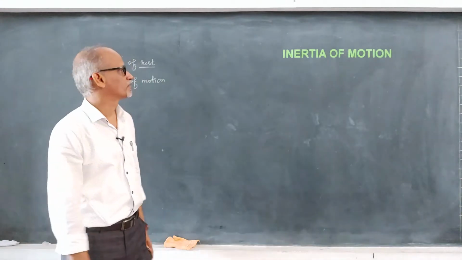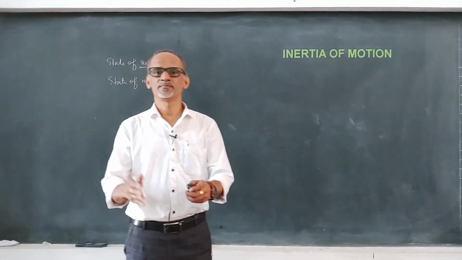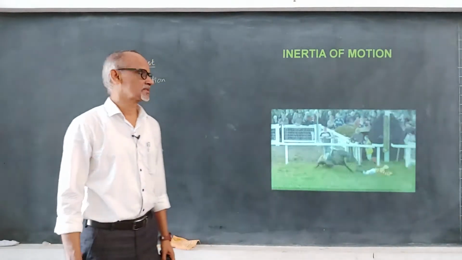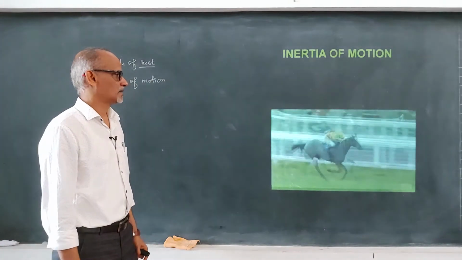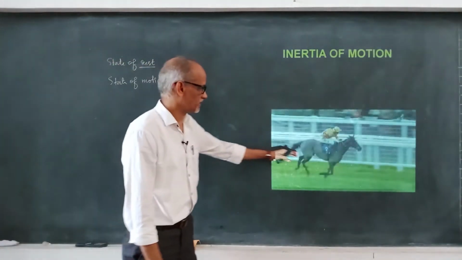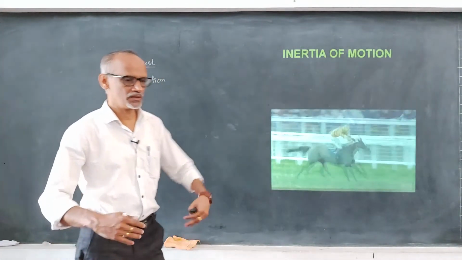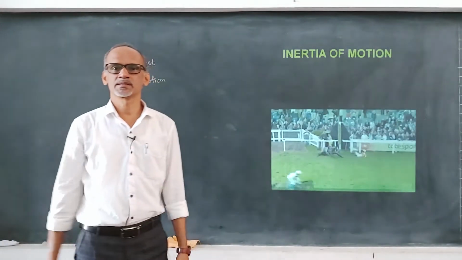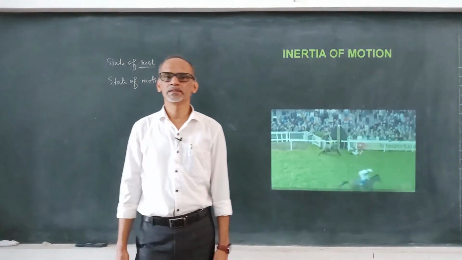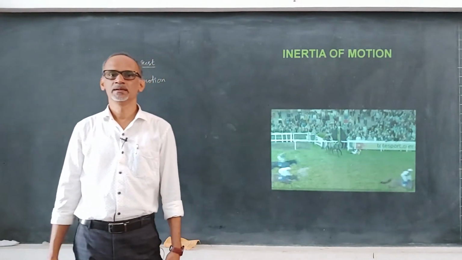Similarly, we have inertia of motion. What do you mean by inertia of motion? The ability of a body to remain in the state of motion is called inertia of motion. Now, see here, as the horse stops all of a sudden, the rider will fall forward because he is in the state of motion. So, this is a good example of inertia of motion.